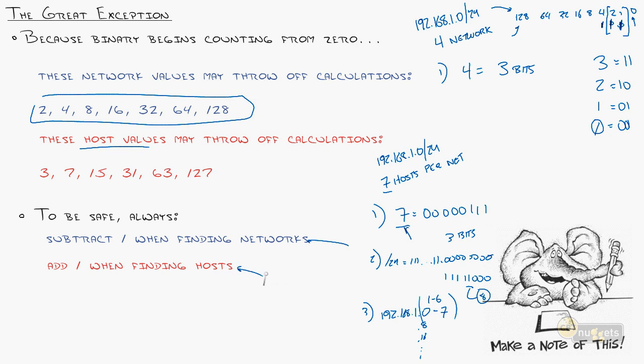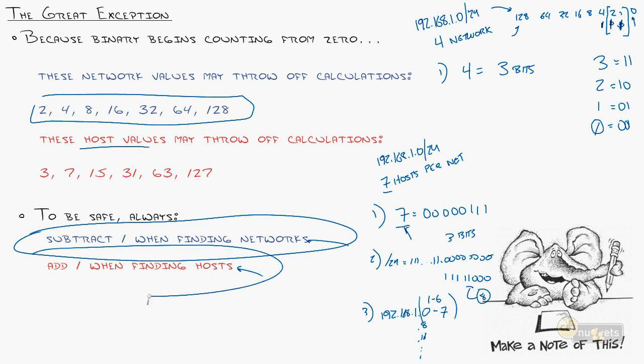So here's the exception. To be safe, always subtract 1 when finding networks. It'll never hurt you to subtract 1 when you're finding the number of networks, or always add 1 when finding the number of hosts per network. If they ask you to calculate 7 hosts per network, calculate 8. If they ask you to calculate 101 hosts per network, calculate 102. It will never harm you to add 1 to the value, nor will it harm you to subtract 1 when finding the number of networks, and that will be the rule.